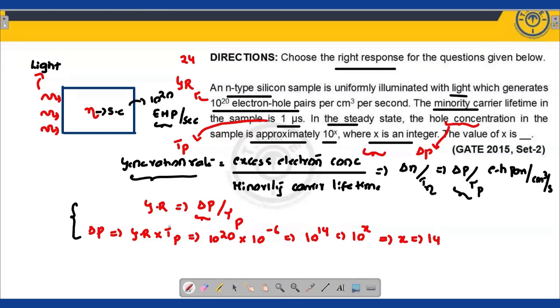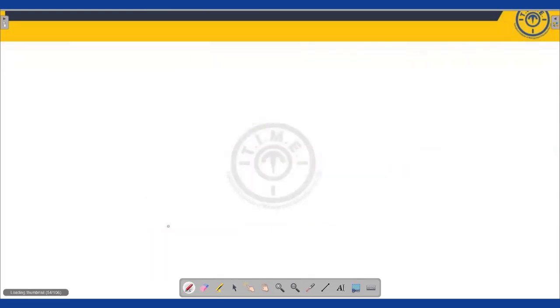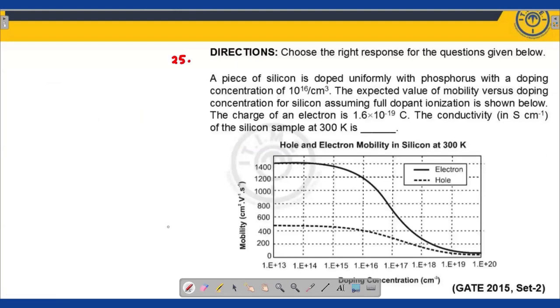Similarly, the 25th question is somewhat tricky, and it was asked in the 2015 set number 2. The 25th question is also a very, very important question, and how I am solving it is also very important here.